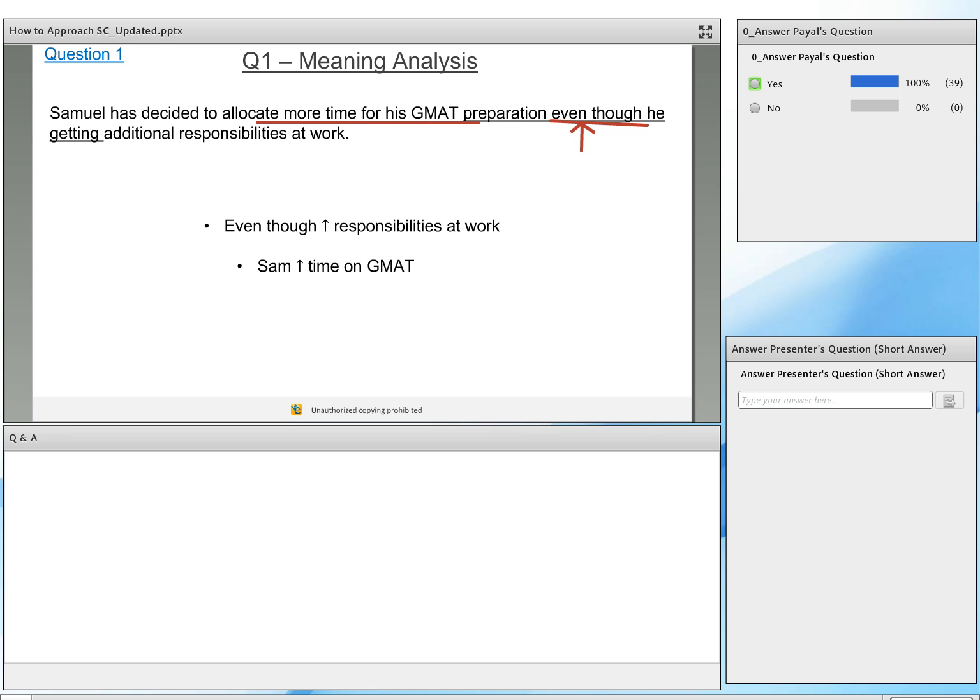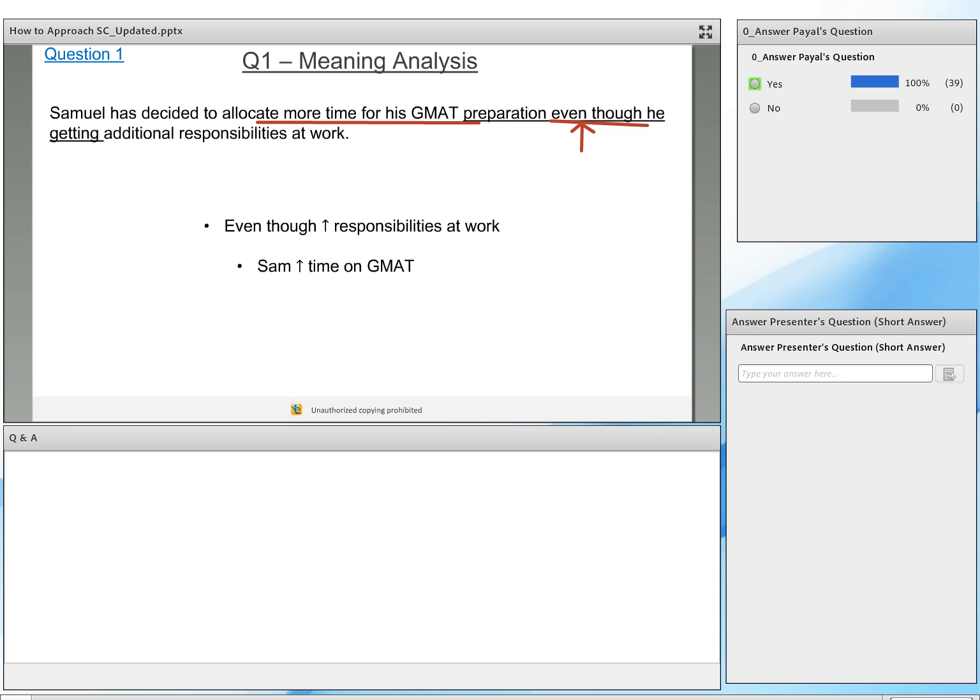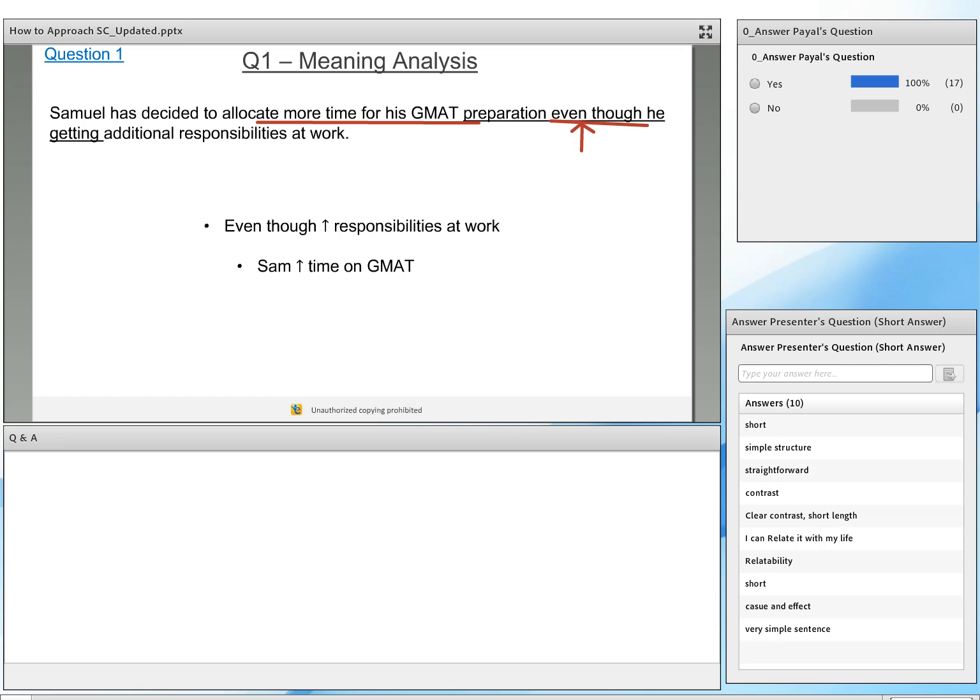Now give me one reason why the sentence is easy to understand. First of all, it is easy to understand, as is evident from the fact that you all selected choice D as the correct answer. So why do you think the sentence is easy to understand? It's short, simple structure, what else? Relatability, absolutely. You can relate it with your life. The most important reason over here is that it is very relatable. This is something which you live with. All right, so good, I'm glad that you understand.